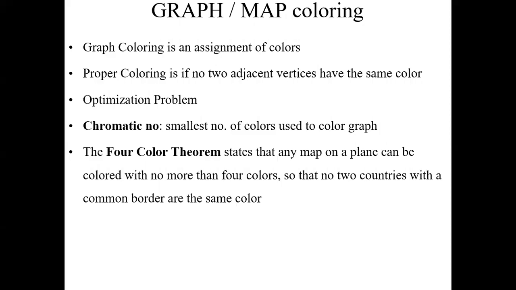So why is this an optimization problem? क्या हुआ, सुना नहीं ना? Why is graph coloring an optimization problem? Because we have to find the minimum number of colors so that we can color the map or the graph such that no two adjacent vertices are the same color. That is a term that is being used for minimum number of colors as chromatic number, the smallest number of colors used to color the graph.